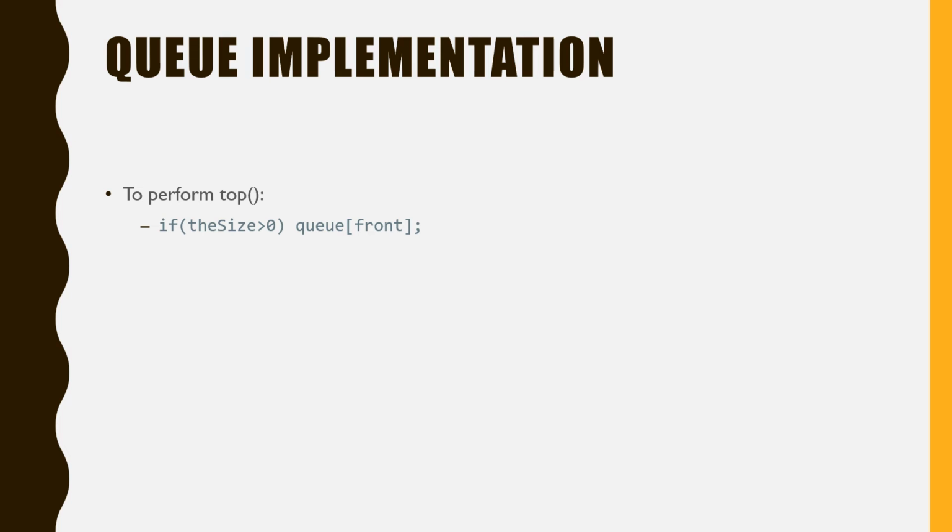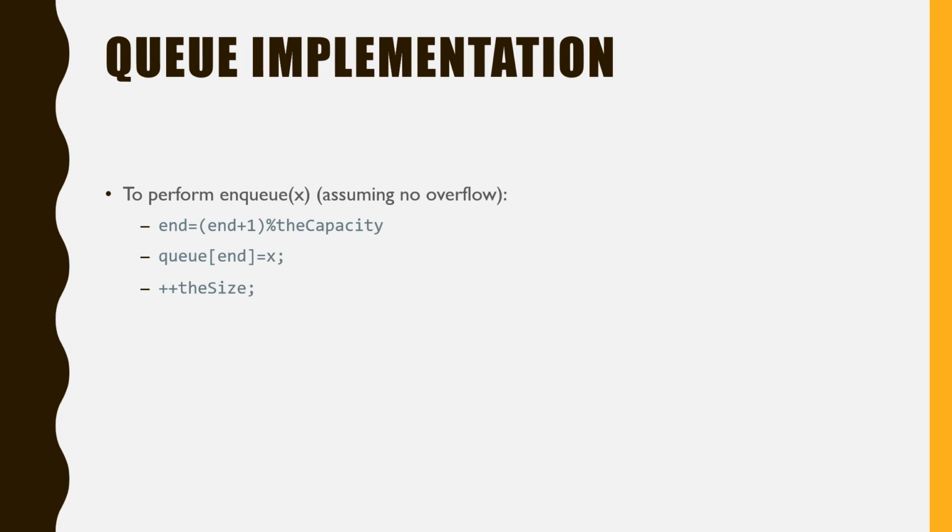Now, let's see how the major queue operations can be implemented with the circular array. For top, we will first ensure that the queue is not empty, and then directly return the data with the front index. For enqueue, we will first increase the end index. Note that we will use the modulo operation to reset the end index to 0 when it reaches the last position of the array. After increasing the end index, we then write the data and increase the size of the queue.